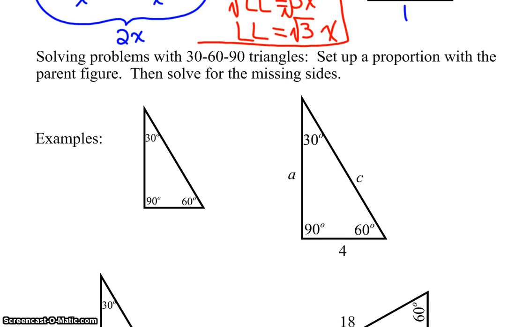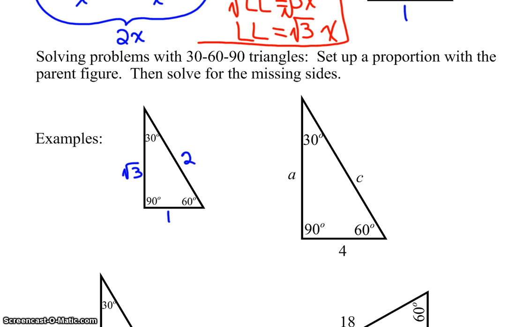So let's take an example. First, on the left we have our parent triangle. I know the short leg is 1, the hypotenuse is 2, and the long leg is the square root of 3. I have another triangle where I can see that the short leg is 4. I'm looking for the long leg, which I have listed as A, and the hypotenuse, which I have listed as C.